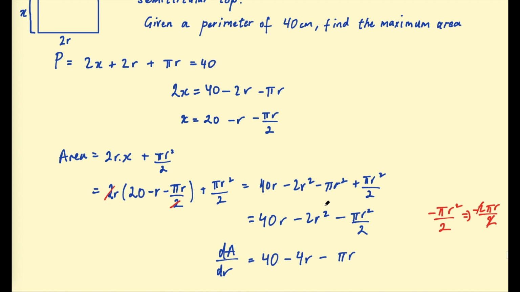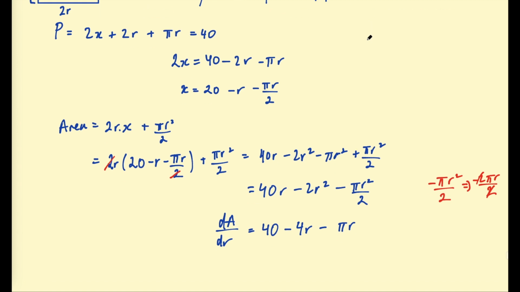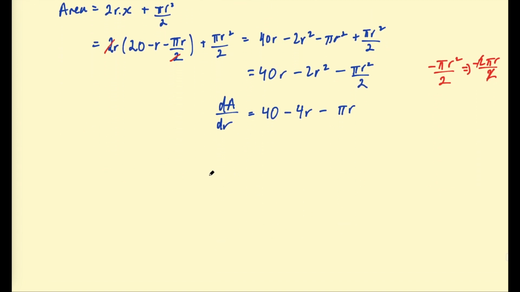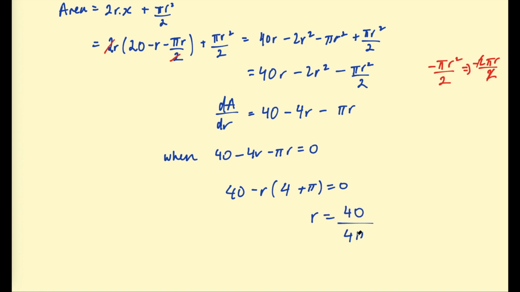Remember, we're looking for the maximum area. So again, we want to find that stationary point. And the way we do this is we set the derivative equal to 0. So we say when 40 take 4r take pi r equals 0, we want to solve for r. So factor the r out from these terms. 40 take r times (4 plus pi) equals 0. And then we get a solution for r of 40 over 4 plus pi.